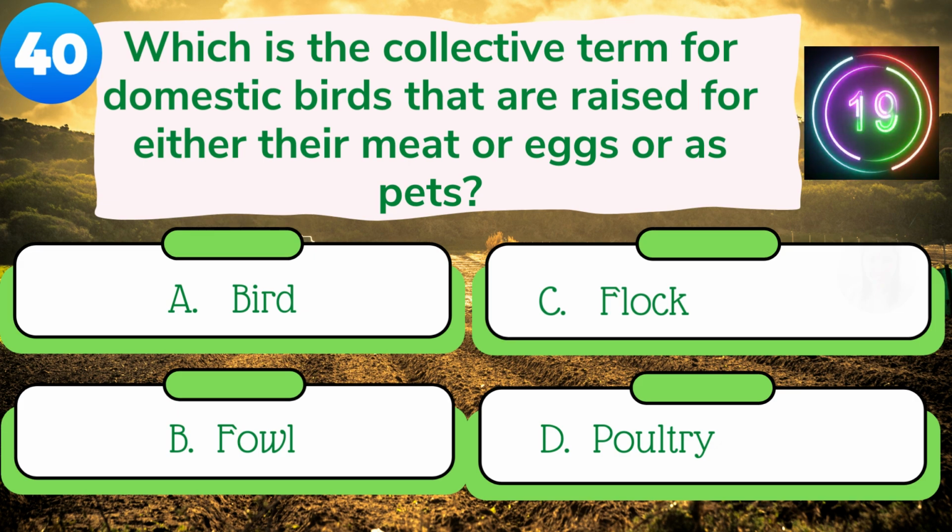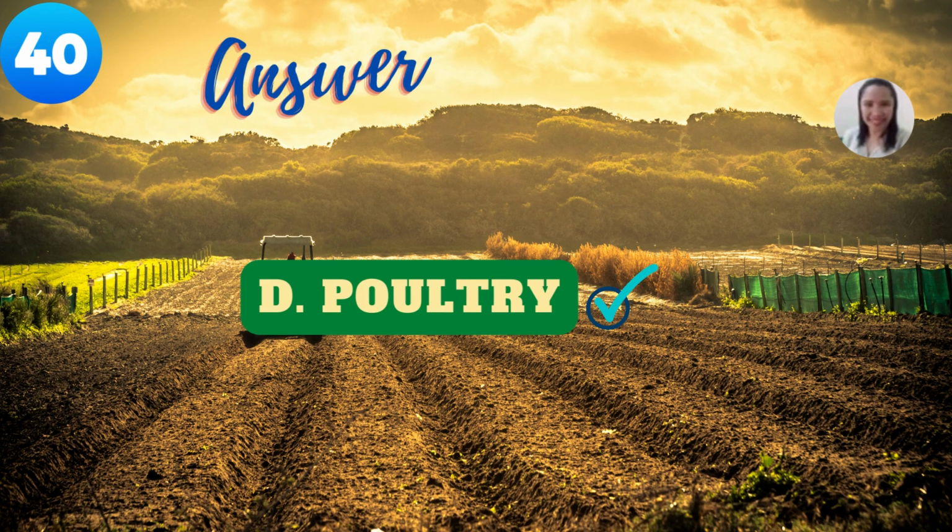Which is the collective term for domestic birds that are raised for either their meat or eggs or as pets? A. Bird. B. Fowl. C. Flock. D. Poultry. The answer is letter D.